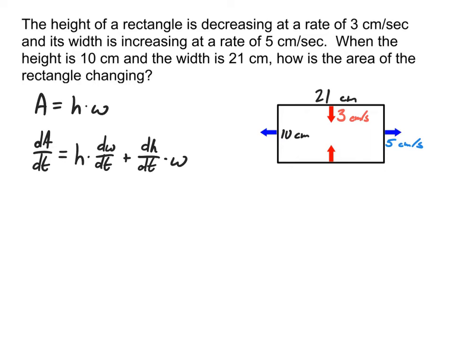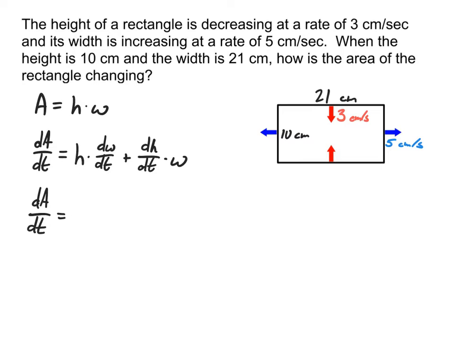Now that we have that, we can start plugging in the stuff that we know. Now, in this case, we have dA over dt to start with. Notice that's not anything we have, which makes sense because that's actually what we're being asked to find. We're being asked to find what is the rate at which the area is changing. That's what dA over dt means. So first thing, I put in my dA over dt, and now I start filling in the other things I know.